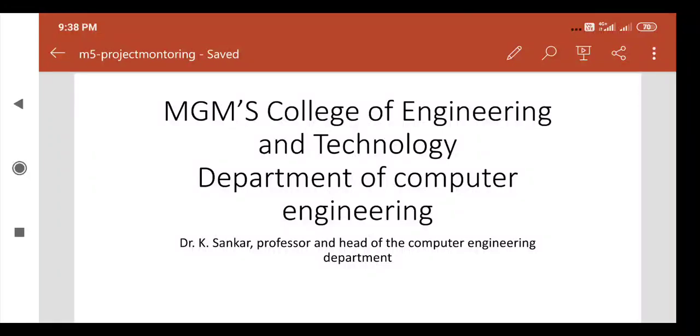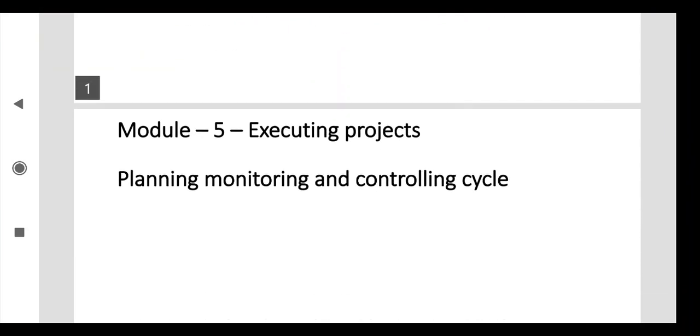Hello students. So today we discuss unit 5 of project management. The topic, executing the projects, is the main topic. The subtopic is the planning, monitoring and controlling cycle.